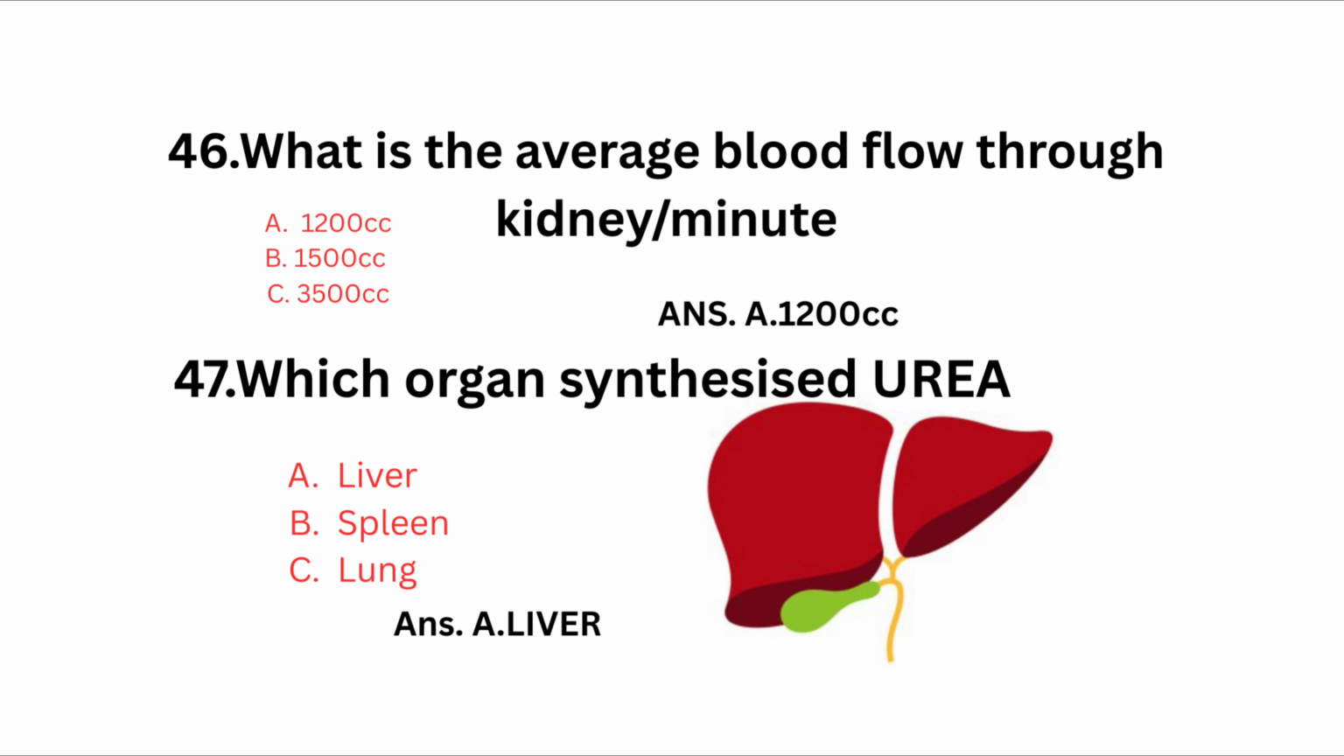46. What is the average blood flow through the kidney per minute? A. 1200 cc. B. 1500 cc. C. 3500 cc. Answer is A. 1200 cc. 47. Which organ synthesizes urea? A. liver. B. spleen. C. lung. Answer to that question is obviously liver. Liver is the largest internal organ of the human body as well.